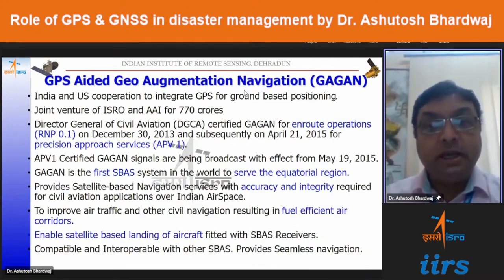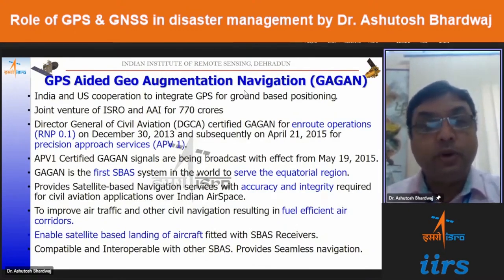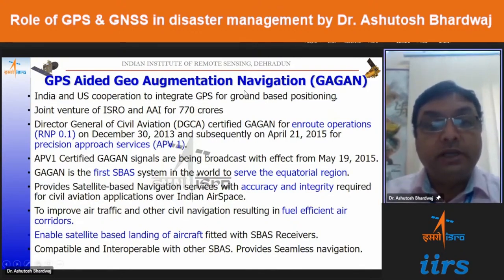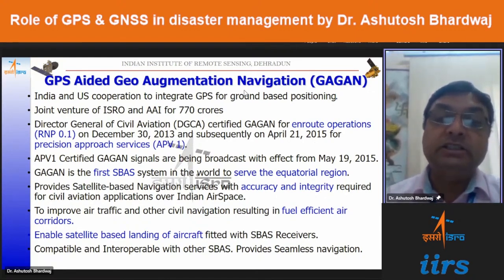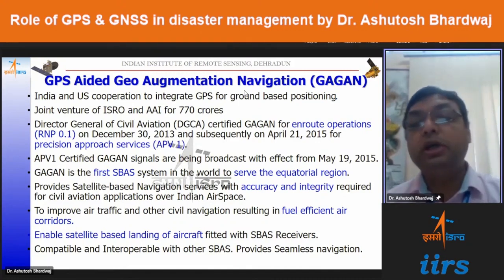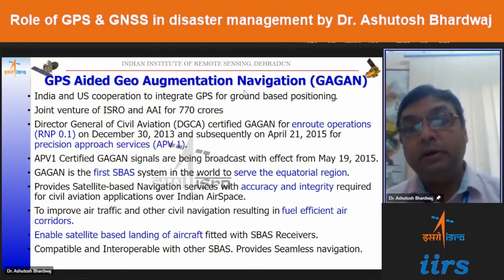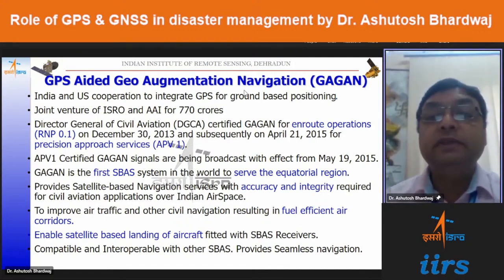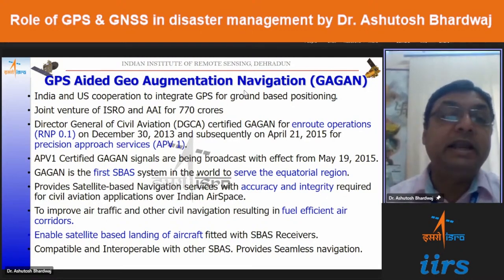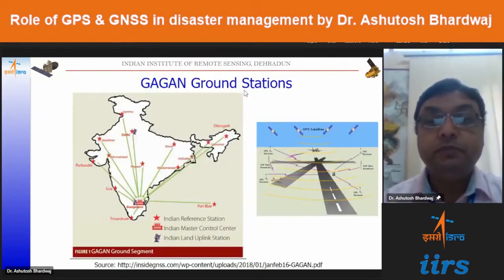Now GPS is fully certified for en route operations from 30th December 2013, and subsequently precision approach services are also certified from 2015. So we suggest that all the aircraft operators should use these services. These services are very specifically useful for shorter runways, plateau airports which have short runways in the hilly regions. So there, this service will help us in very safe landing and takeoff operations.